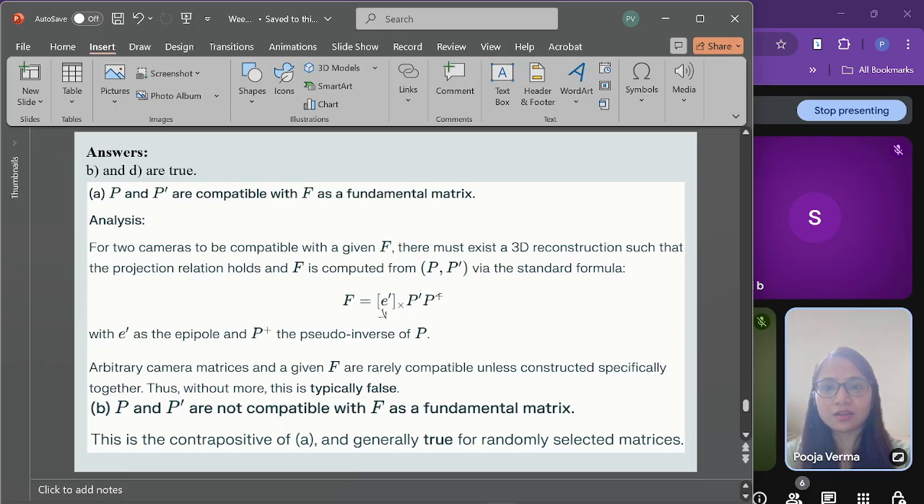P and P dash are not compatible with the fundamental matrix, as we already have. So this is the contrapositive of A. So this one is true. That means P and P dash are not compatible.